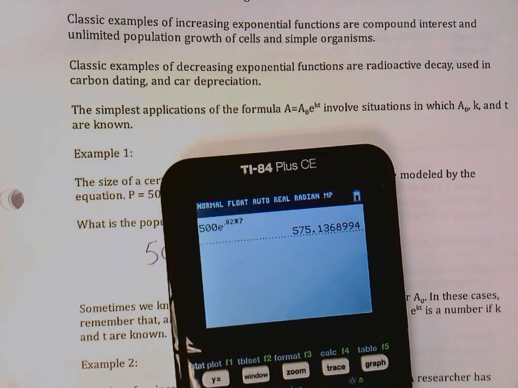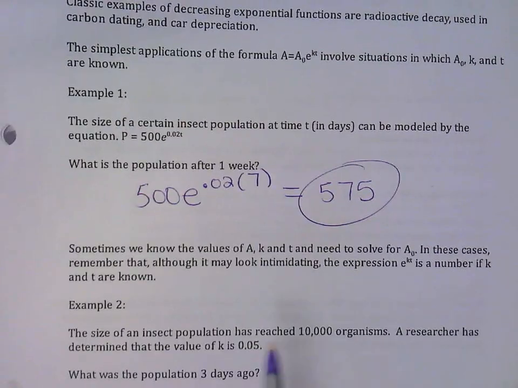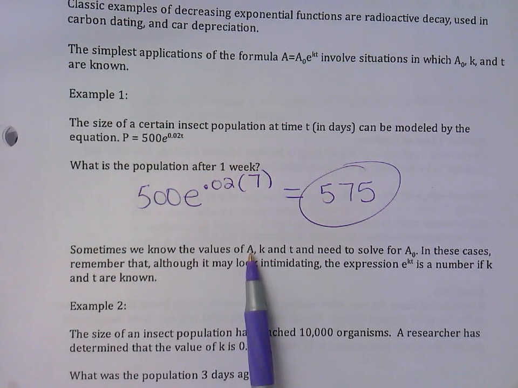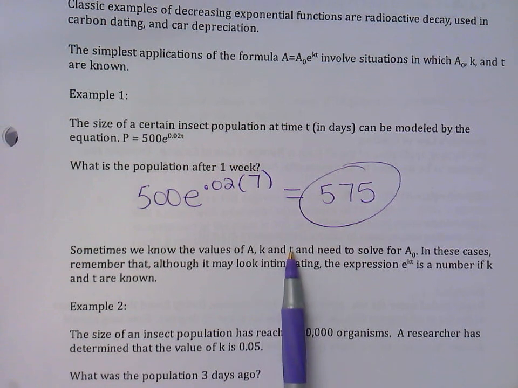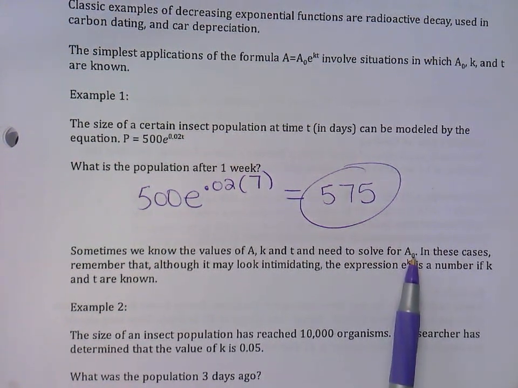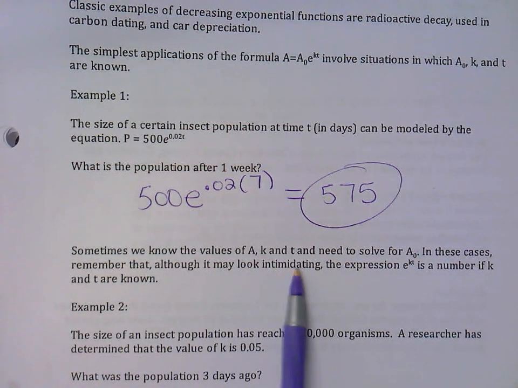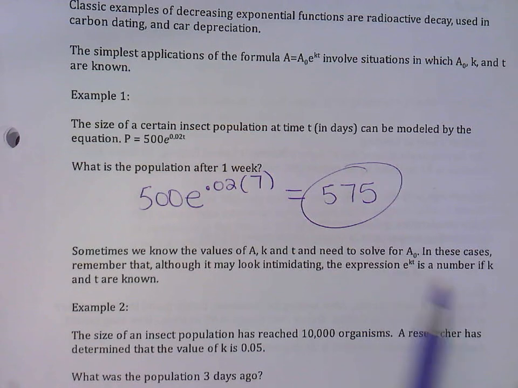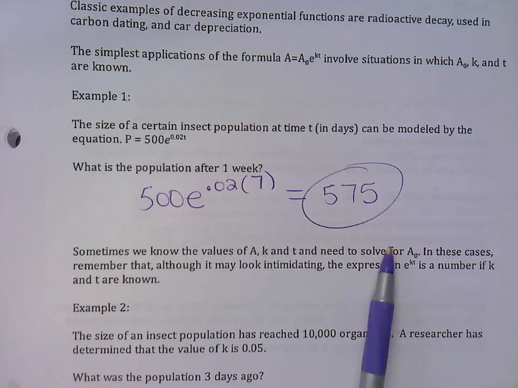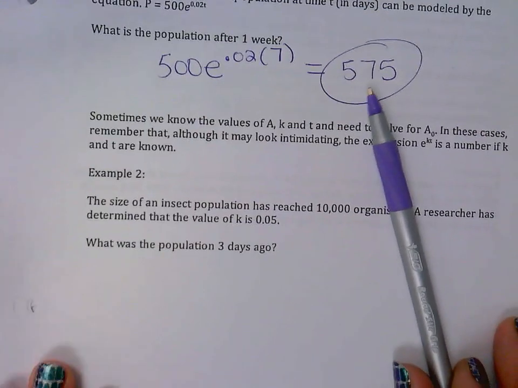All right, so it says sometimes we know the value of the current population, we know k and we know t, but we need to solve for the initial population. In these cases, remember, although it may look intimidating, e to the k t is just a number if you know k and t. And we did this with interest, where we could divide something to the other side.